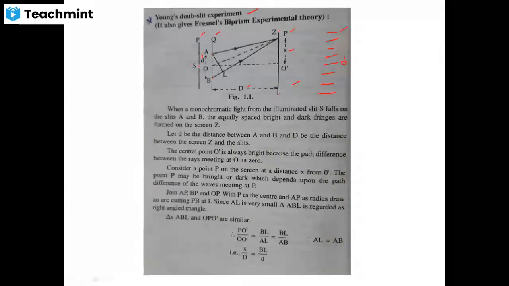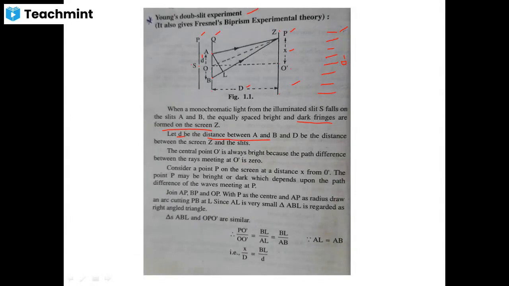So the same thing is written here in the form of a story. When monochromatic light from the illuminated slit S falls on the slits A and B, equally spaced bright and dark fringes are formed on the screen. You know that. As per Young's experiment, we finally get alternating dark and bright fringes formed on the screen. Right. Then let small d be the distance between A and B.